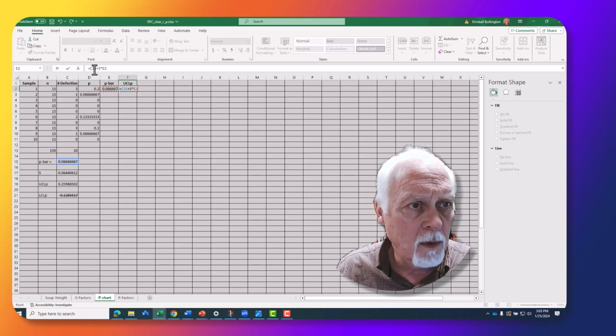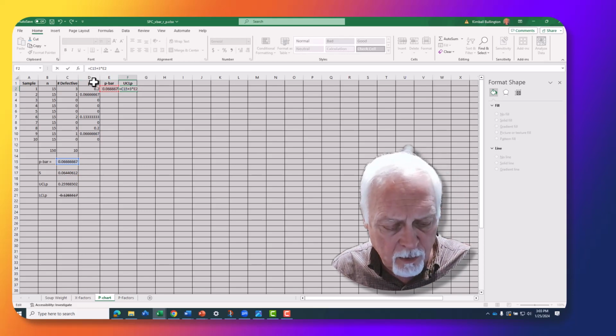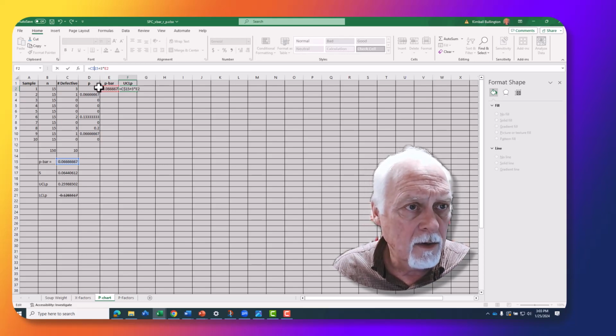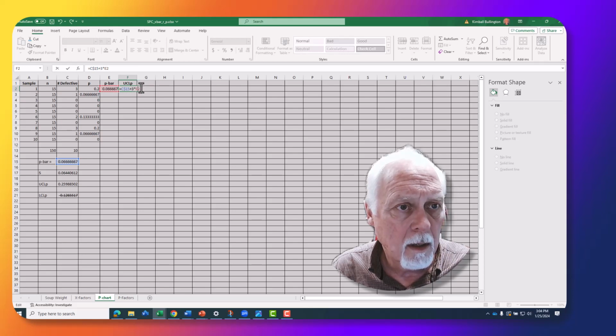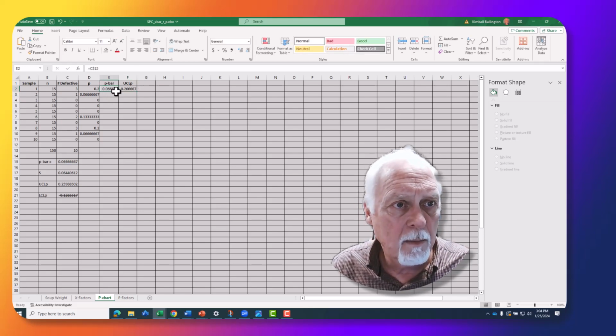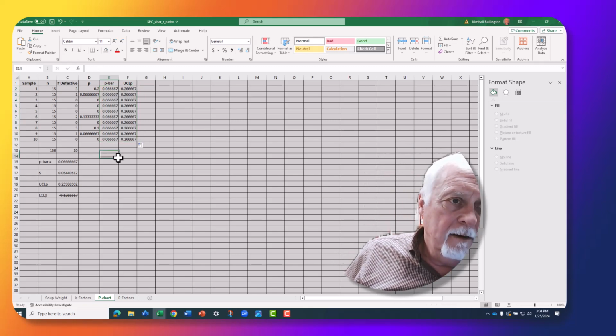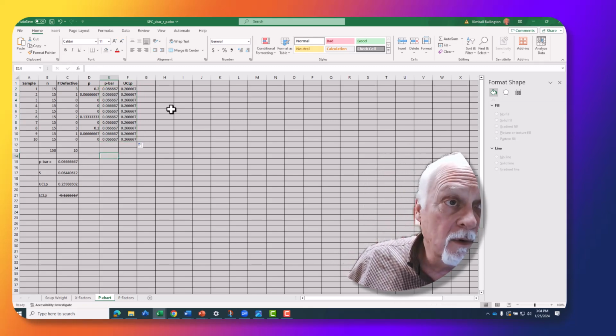So we want to lock this one, and that won't matter. Lock this one all the way down. Let's see. I think we're ready to copy both of them. And that's right. Now let's create quickly a chart.